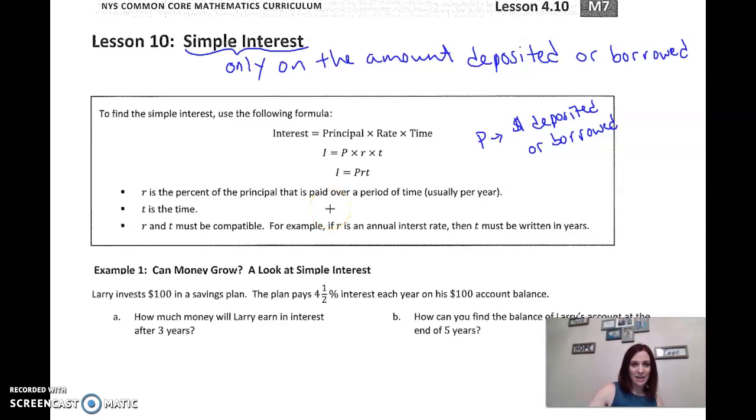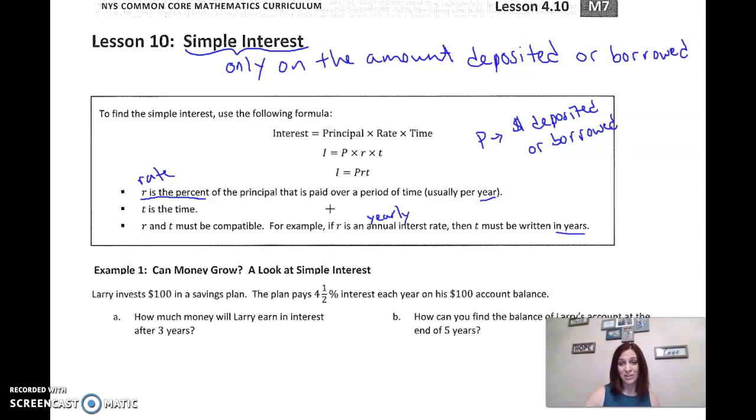R is the percent, okay? This stands for rate. So R is the percent. And it's usually paid over a period of time, and it's usually per year. So T is the time. R and T must be compatible. What does that mean? If R is an annual interest rate, annual means yearly, then T must be written in years.